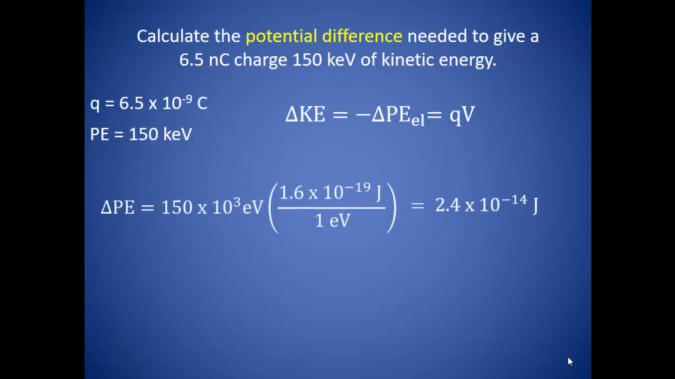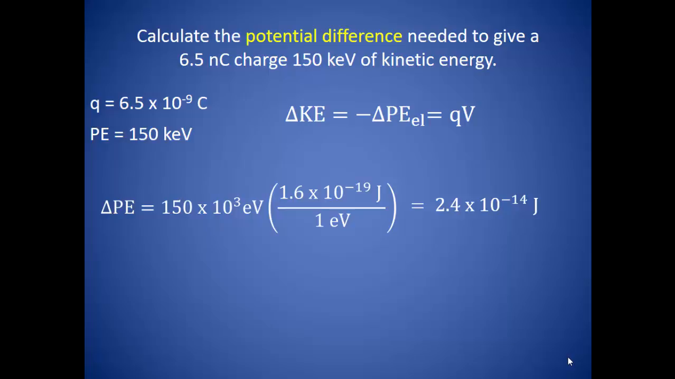Here we have 150 kiloelectron volts. So really 150,000 electron volts. And there are 1.6 times 10 to the negative 19th joules in every 1 electron volt. So multiplying that out gives us 2.4 times 10 to the negative 14th joules as our change in potential energy.